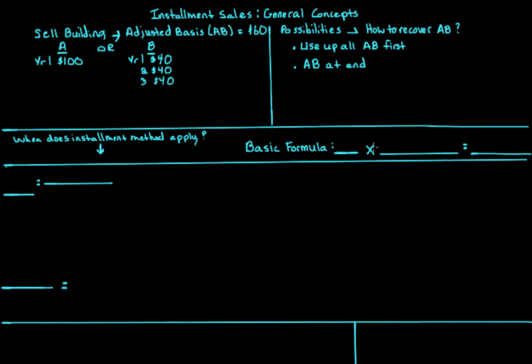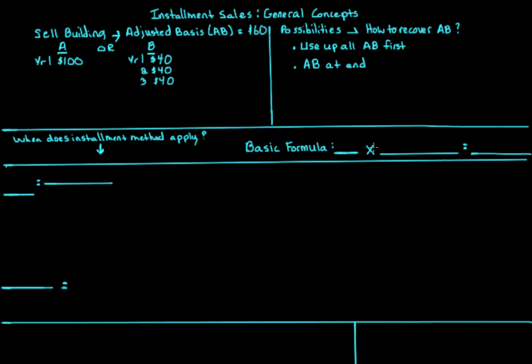So before we go into the rules of the installment method, let's consider an example. Let's say you sell a building. Doesn't matter whether the building is a business building, an investment building, or even maybe your personal home. It's still a building. And you're going to sell it for a gain because the adjusted basis is $60. Well, you have two possibilities from the buyer.